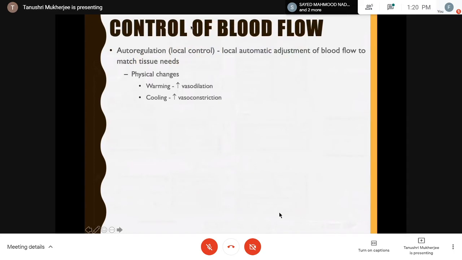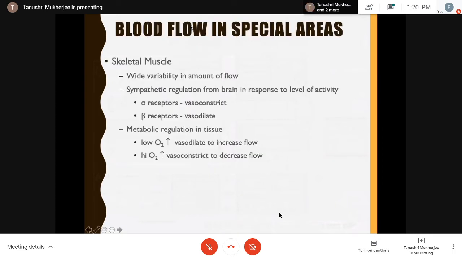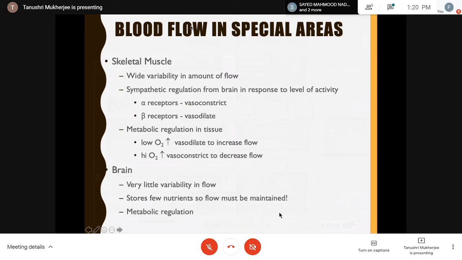So, control of blood flow: there is auto-regulation, local automatic adjustment of blood flow to match the tissue needs. Like warming increases vasodilatation, cooling increases vasoconstriction, then chemical changes, then myogenic control, then special areas like skeletal muscle, where there is wide variability. As per the oxygen requirement, with low oxygen there is increased vasodilatation to increase the flow. Then the brain, there is very little variability in flow, it stores few nutrients, the flow must be maintained, and there is a metabolic regulation.